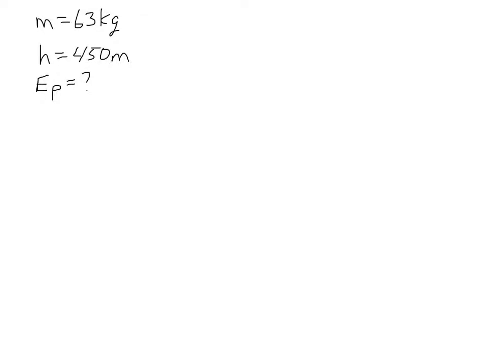The first example is asking about gravitational potential energy. We know that the mass is 63 kilograms, and we know that the cliff is 450 meters high. Gravitational potential energy is always going to be our EP, which is our mass multiplied by the force due to gravity multiplied by the height.